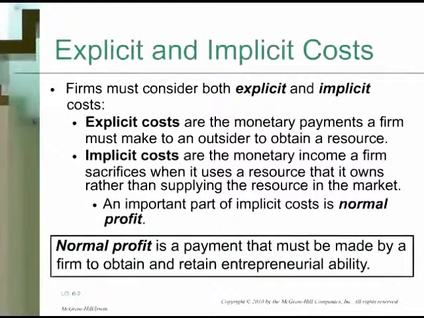Economic costs may be explicit and implicit. Firms must consider both explicit and implicit costs. Explicit costs are the monetary payments a firm must make to an outsider to obtain a resource. Implicit costs are the monetary income a firm sacrifices when it uses a resource it owns rather than supplying the resource in the market. An important part of implicit costs is normal profit, a payment that must be made by a firm to obtain and retain entrepreneurial ability.